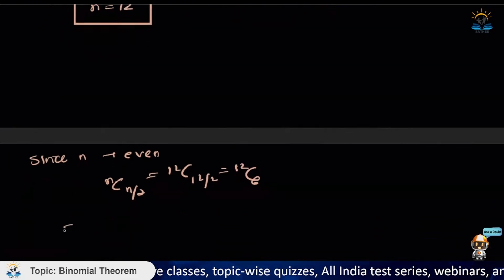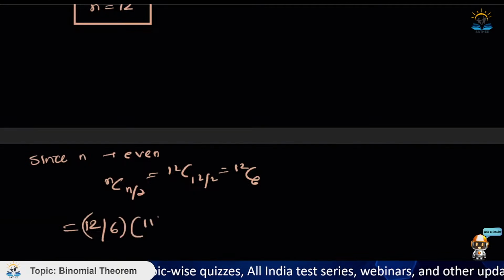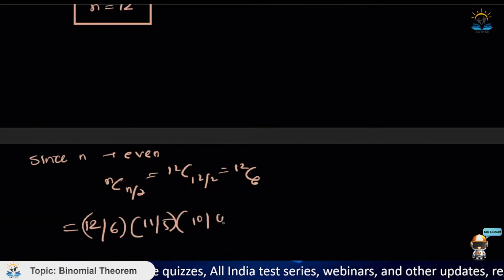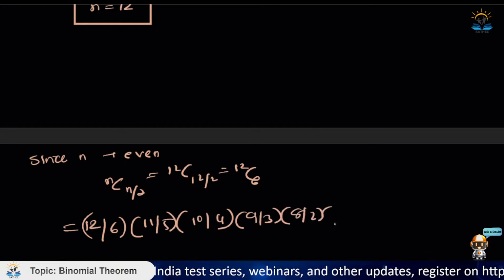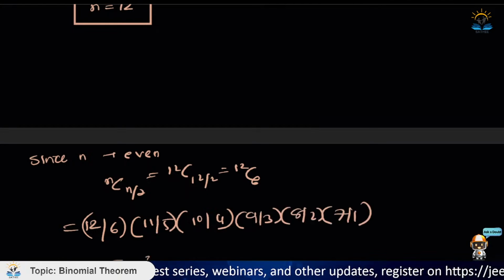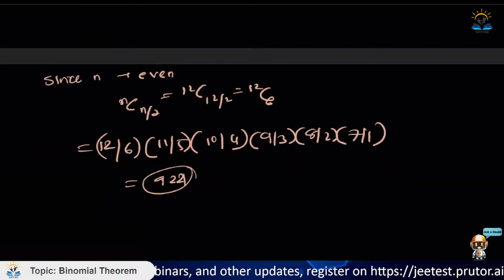Okay, 12C6 comes. Now 12 divided by 6 into how much is that? 11 divided by 5 into 10 divided by 4 into 9 divided by 3 into 8 divided by 2 into 7 divided by 1. So that is equal to 924. So that is how we will have to remember and we will have to know about.